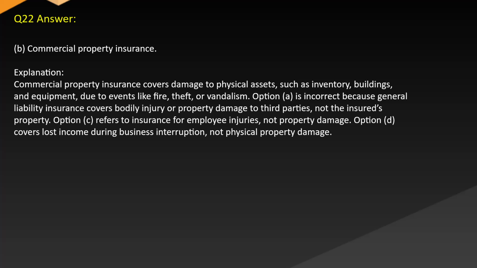not the insured's property. Option C refers to insurance for employee injuries, not property damage. Option D covers lost income during business interruption, not physical property damage.